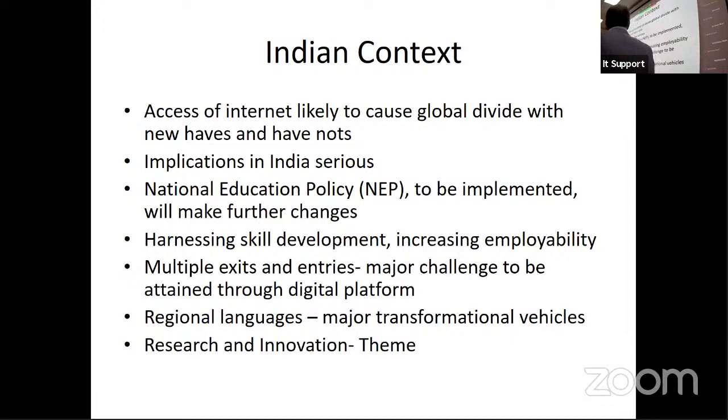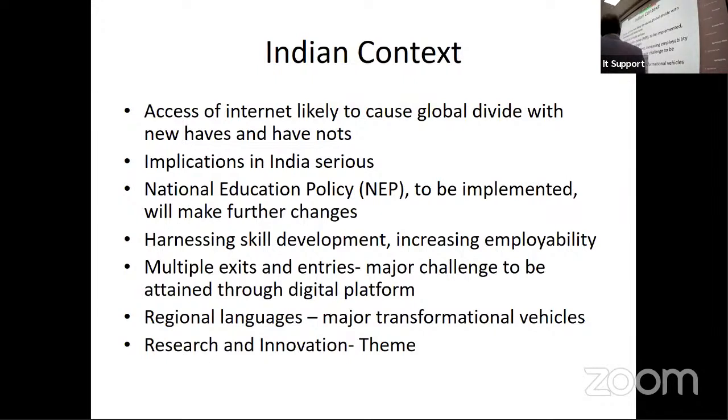In the Indian context, of course, access to the internet itself has become a problem. Many of you know that when you're teaching, the students are complaining. They don't have net access, so evaluation is becoming a problem. So this is causing a divide, more so in the Indian context. Of course, there's a global divide between haves and have-nots, but it's a new set of haves and have-nots. You can have money, but be in a place where there is no internet connection. It doesn't help. You are a have-not at that point in time. So there are serious implications in India.